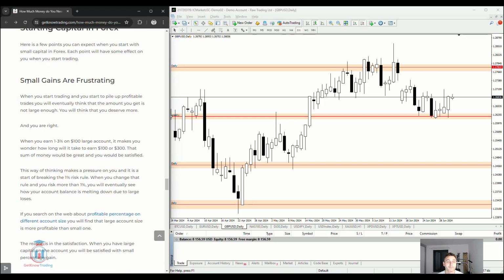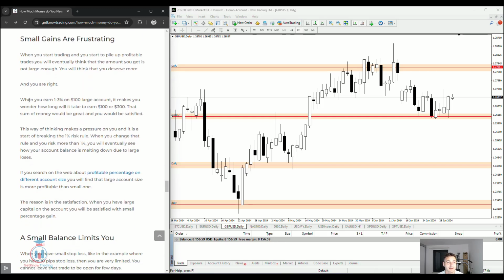Now here are the problems with a small trading capital, which means $100, $500 or $1,000. Small gains are frustrating. So here it is as an example. When you earn 1 to 3% on $100, that means you are earning $1 or $3. But if you have $10,000 as a starting capital, 1% or 3% will give you $100 or $300.